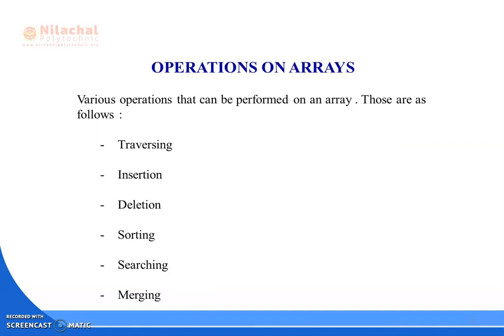Next, we will be discussing some of the operations that can be performed on an array. There are various operations that can be performed on an array. Some of them are traversing. We already know about traversing, that is, to visit each element of the data structure at least once. That is the traversing operation, which we basically find in printing or visiting any element particularly once.